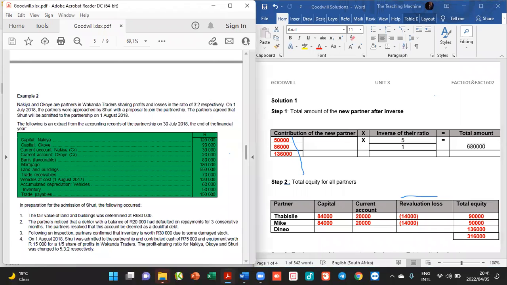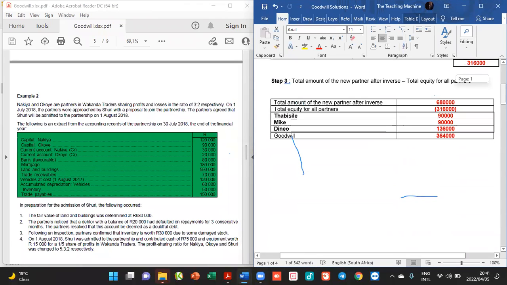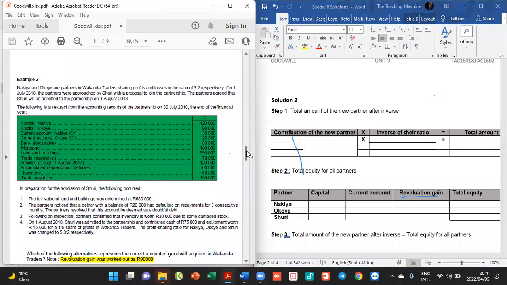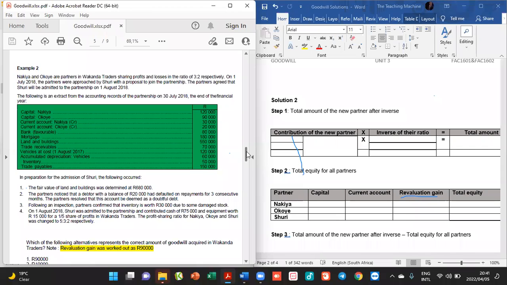Now, let's look at example number 2. If there are no questions, example number 2, we're still going to apply the very same steps. Step 1, the total amount of the new partner after an invest. Information number 4, on the 1st of August, Shuri was admitted to the partnership and contributed 75,000 worth of capital and 50,000 for a 1/5 share of profit.